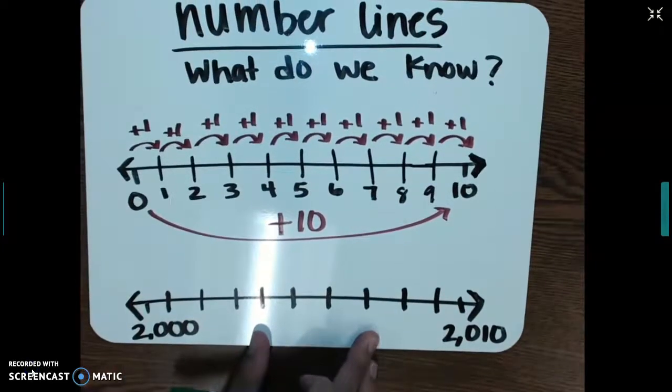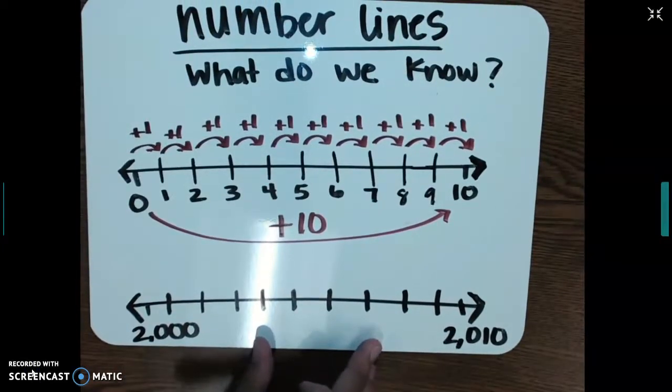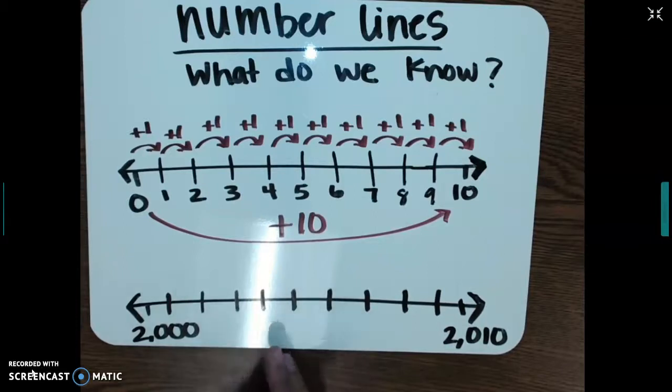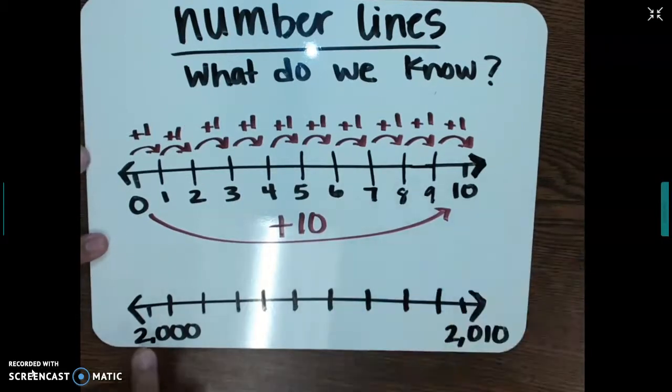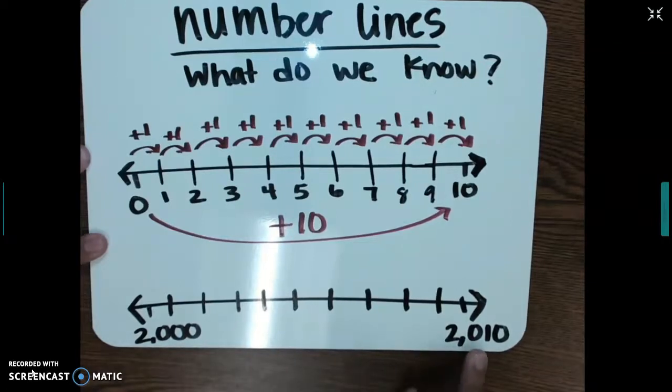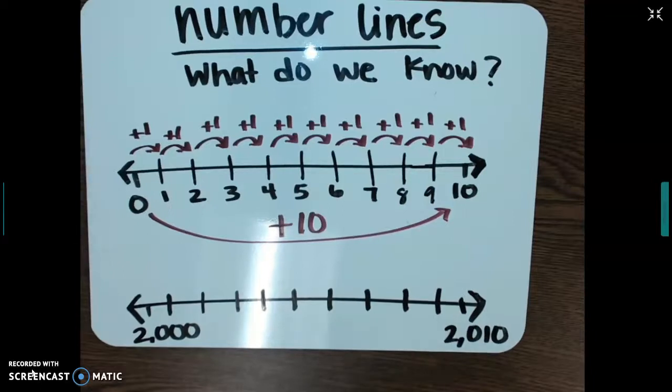Now, throughout the week, we've been using some larger numbers. Last week, you all talked about our millions place, and we were using numbers all the way up to the 100,000 place. We're going to go a little bit bigger than 10, and we're going to use 2,000. So here I have my number 2,000, and my ending number is 2,010. So let's see how much it goes up here.